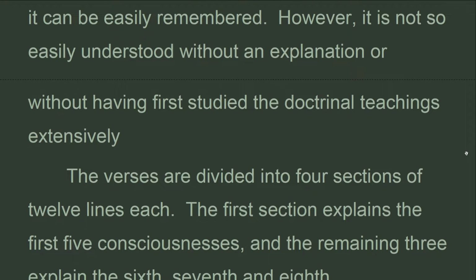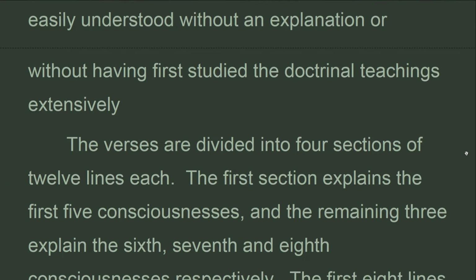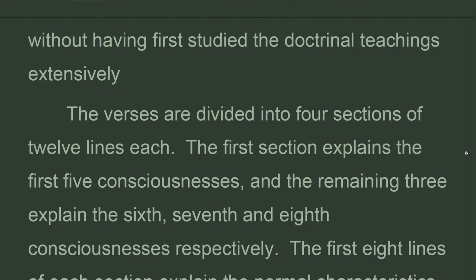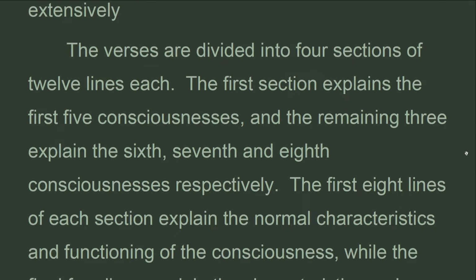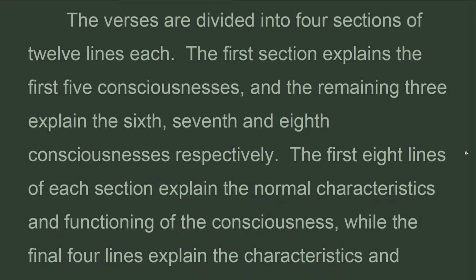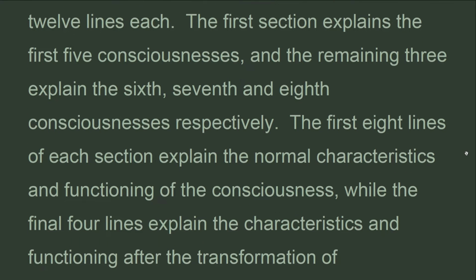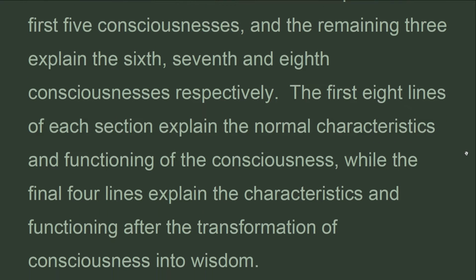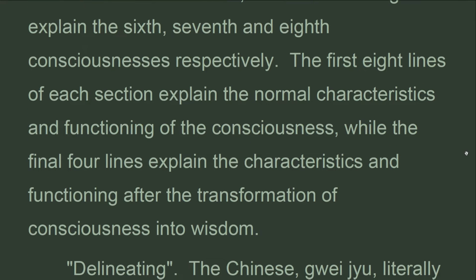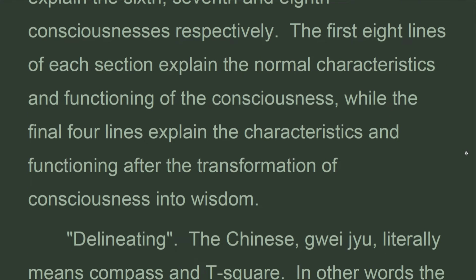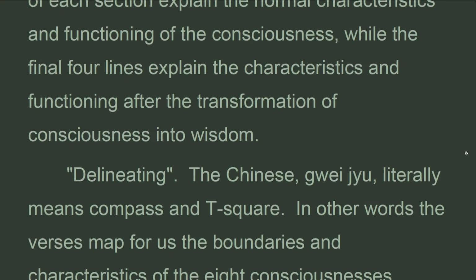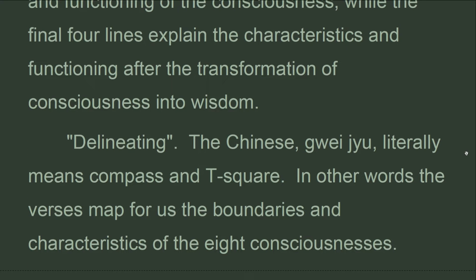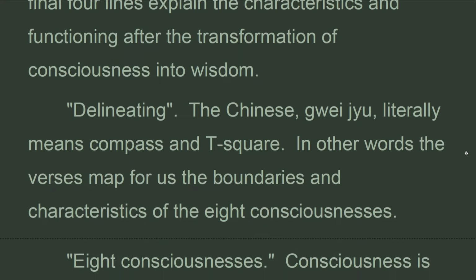The verses are divided into 4 sections of 12 lines each. The first section explains the first 5 consciousnesses, and the remaining 3 explain the 6th, 7th, and 8th consciousnesses respectively. The first 8 lines of each section explain the normal characteristics and functioning of the consciousness, while the final 4 lines explain the characteristics and functioning after the transformation of consciousness into wisdom.